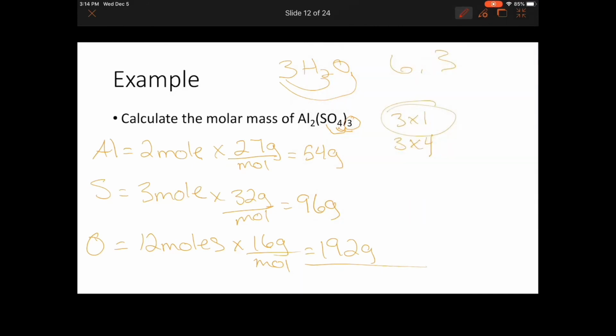Last step, add them all together. So let's take 54 plus 96 plus 192, and that'll get us 342 grams of Al2(SO4)3.